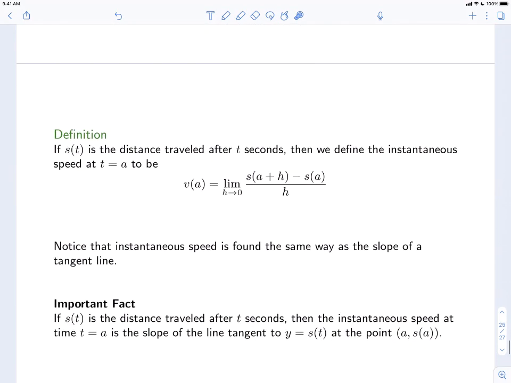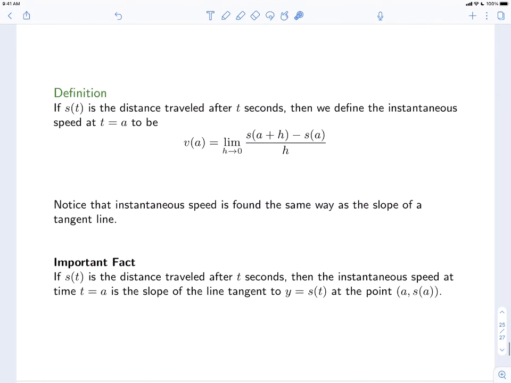So this should look a little bit familiar. Well, we're going to define the instantaneous velocity in this way. So if s at t is the distance traveled after t seconds, then we define the instantaneous speed at t equals a to be the speed at a is equal to the limit as h approaches 0 of this ratio, s at a plus h minus s at a, the total distance traveled over this small interval, divided by h, which is the amount of time that's passed. We want this to be really small, so we consider the limit as h goes to 0.